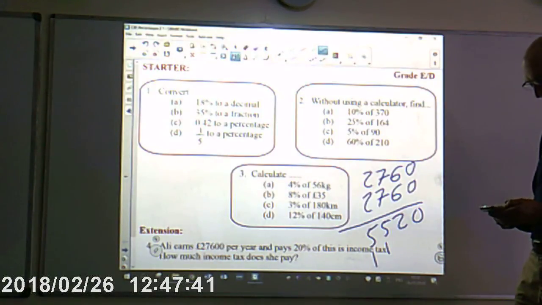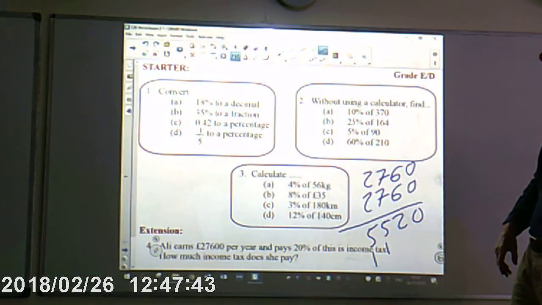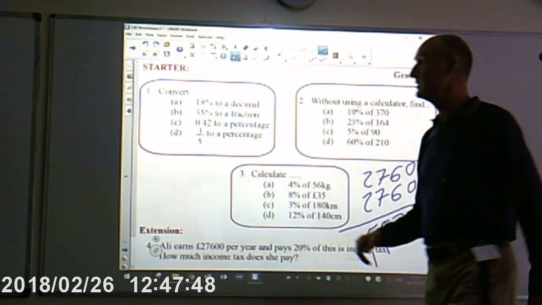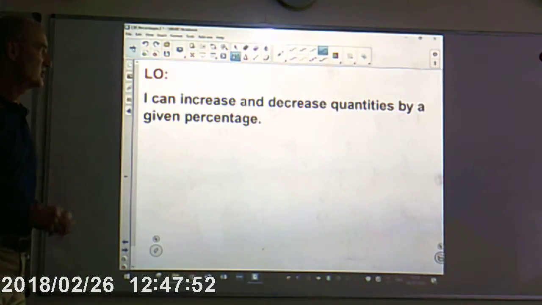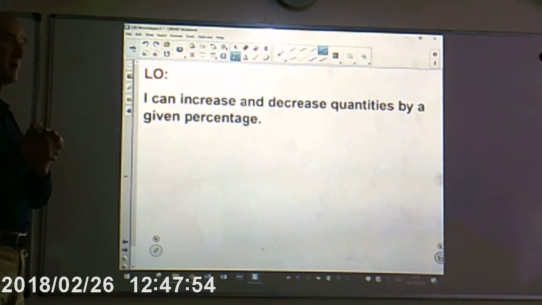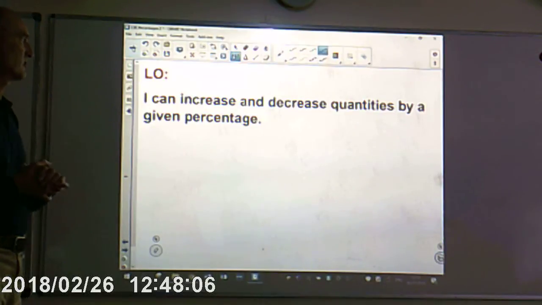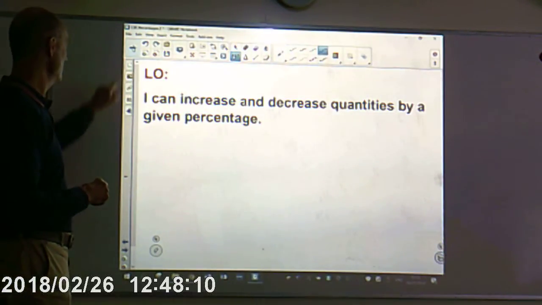Now to move on to what we really want to concentrate on: increasing and decreasing quantities by a given percentage. We've got a class moving past us at the moment, so a little bit of noise. Apologies for that. Just let them pass. Increasing and decreasing quantities by a given percentage. So what are we talking about here?